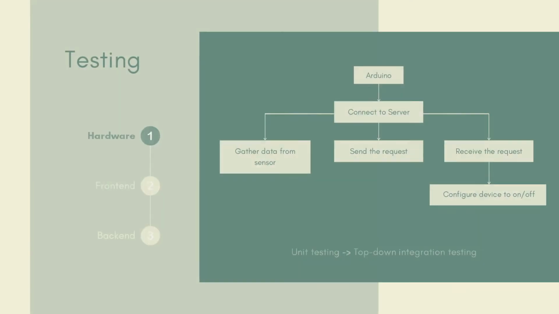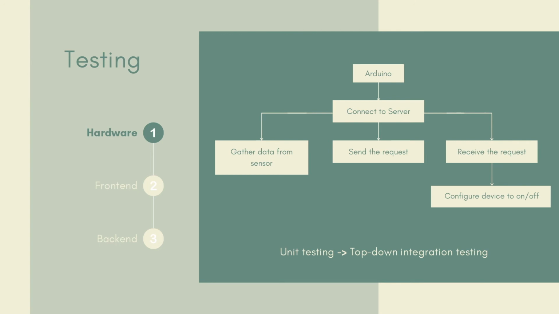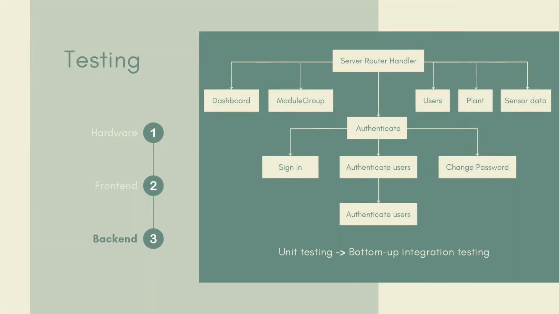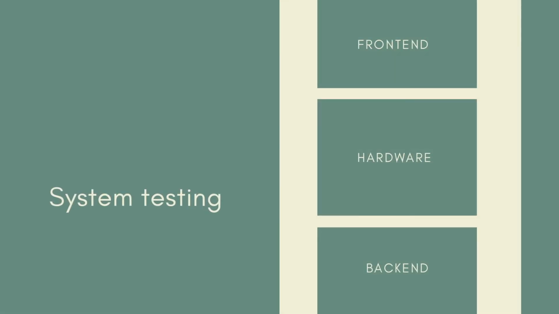For the testing in hardware, we do unit testing first and then we do the top-down approach integration testing. For the front end, we use Big Bang, where we test everything at one time due to time constraints. Next, for the back end, after testing separate functions, we do the bottom-up integration testing. System testing is done to combine the other parts, the back end, the front end, and the device, to see if they can work together cooperatively.